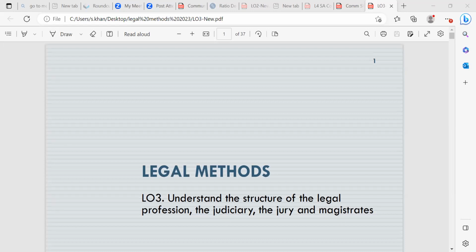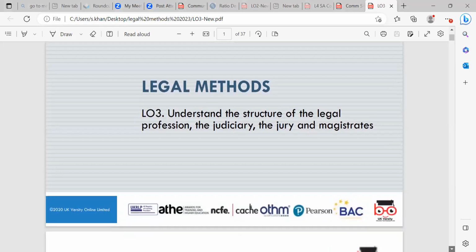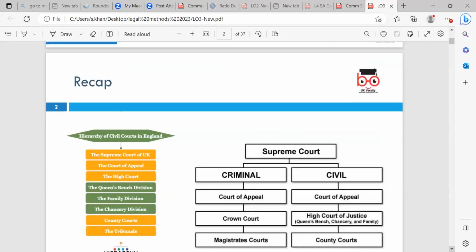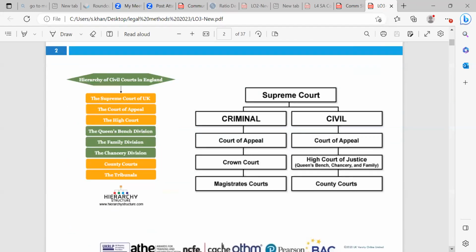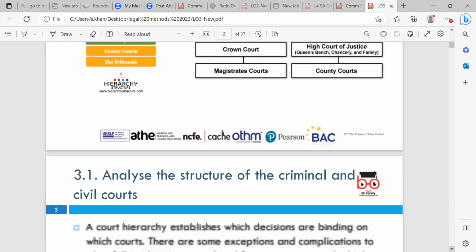Today we're going to look at learning outcome 3, which is to understand the structure of the legal profession, the judiciary, the jury and the magistrates, and the importance of this. So like we've recapped, the different types of courts: criminal court, Court of Appeal, Crown Court, Magistrates Court, Civil Court, Court of Appeal, High Court and County Courts, the hierarchy of the courts. So we have the tribunals, the county courts, the Chancery Division, the Family Division, the Queen's Bench Division, and the High Court Division, and the Court of Appeal and the Supreme Court, which is the highest court.